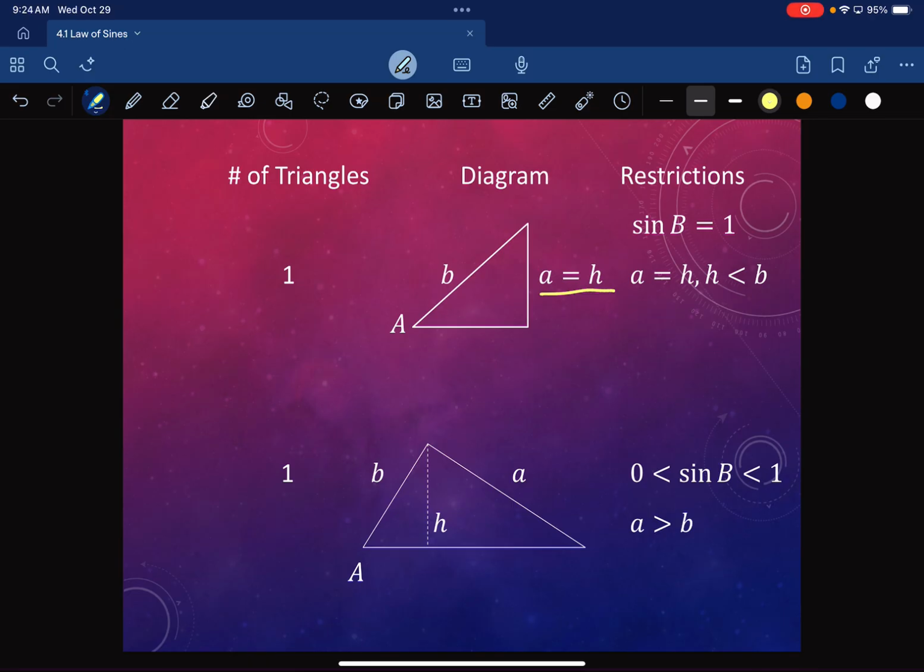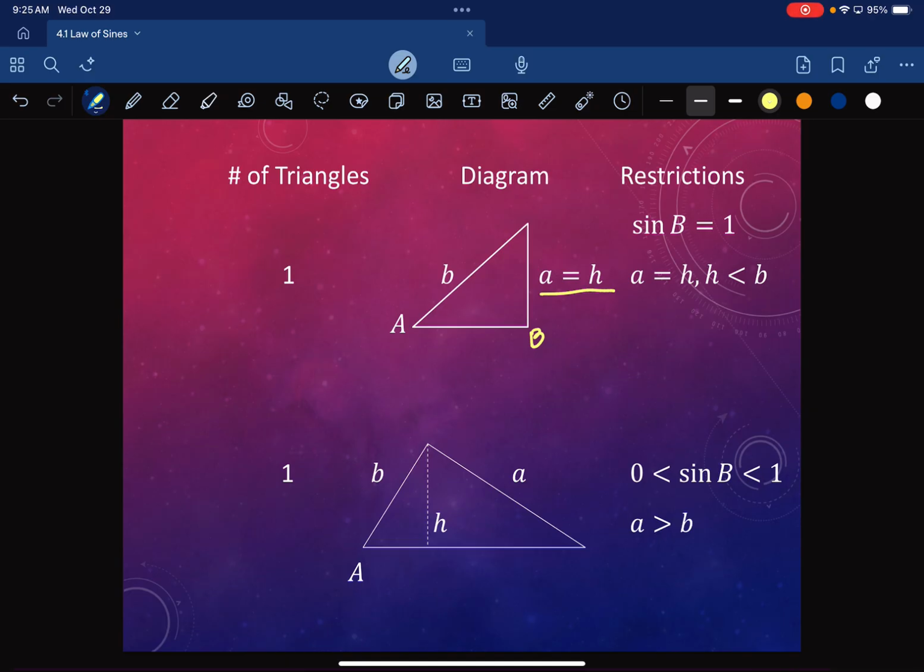The height and the side A are equal to one another. And that happens when the sine of angle B, so here's angle B down here at the bottom, is equal to 1. Because the sine of angle B equaling 1 would give you a 90-degree triangle, right? Sine of 90 degrees or sine of pi over 2 is 1. We end up with a right triangle.